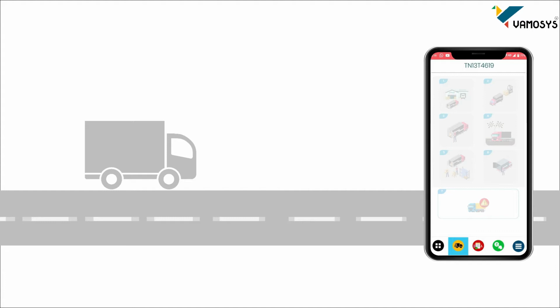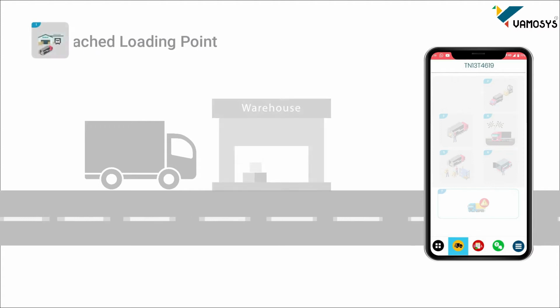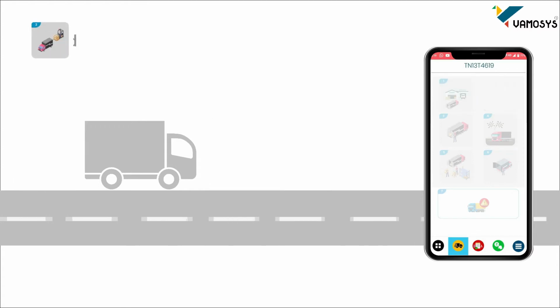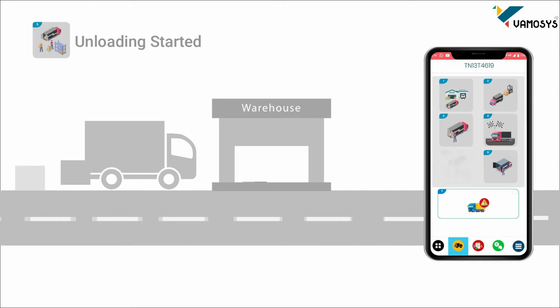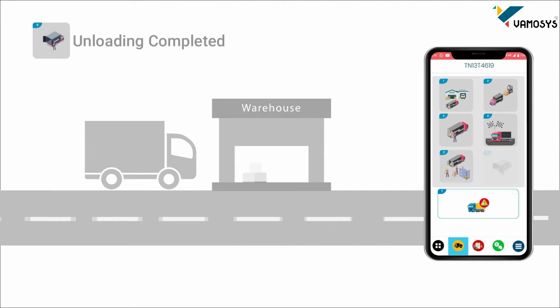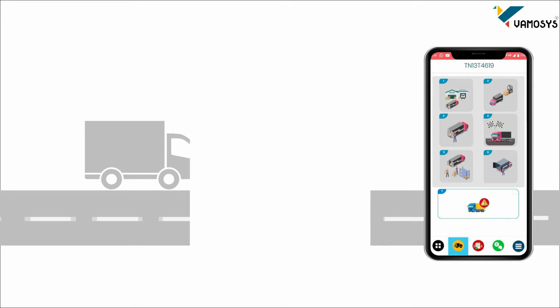Here are the icons available in the DRS app. Reached loading point, loading started, loading completed, reached unloading point, unloading started, unloading completed, and at last, the other query tab is given for unplanned activities so that the driver can raise them from this icon.